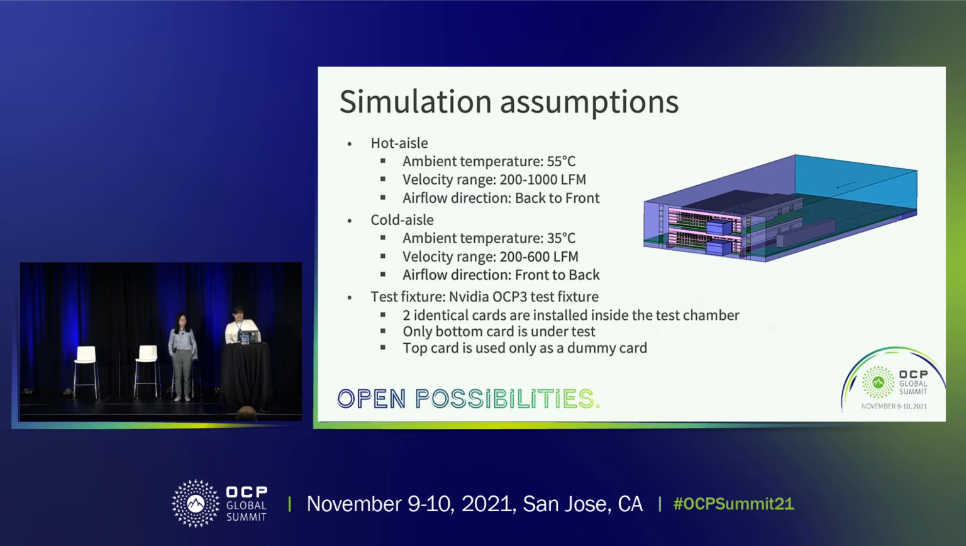In addition to that, the test fixture that we are using for these applications is the OCP NIC 3.0 test fixture, which basically emulates the sort of environment a NIC card would see in an actual server. It basically involves two identical cards, one placed on top of the other, where we're analyzing the bottom card for the thermal results, and the top card is just a dummy card to emulate the airflow impedance and air bypass impact that you would see in those applications.